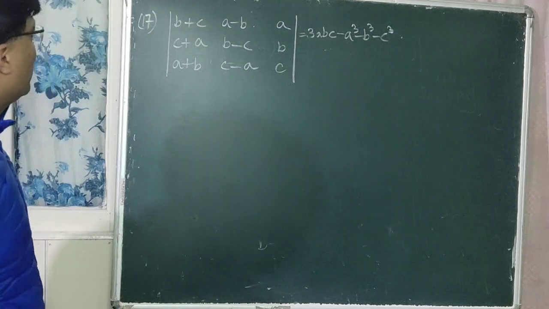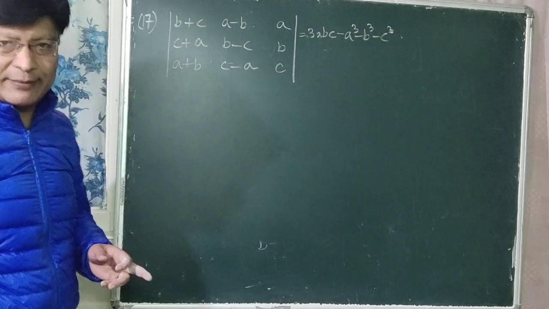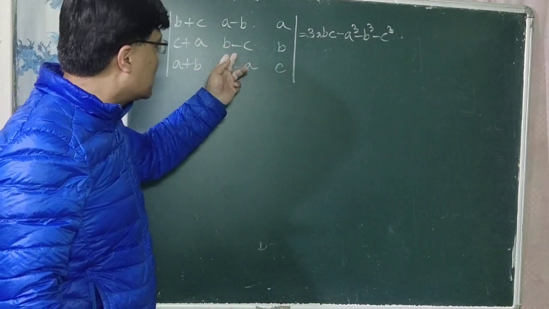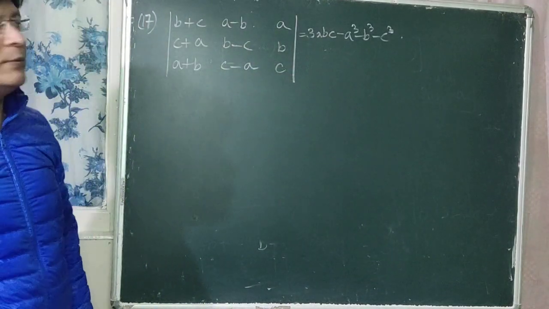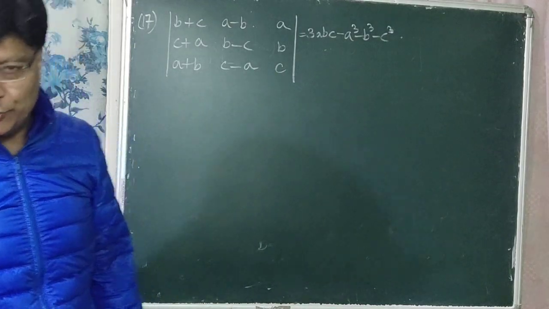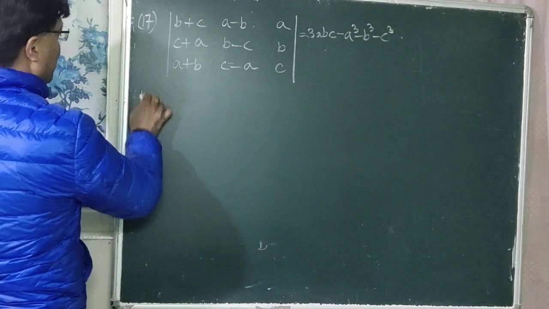So now we will prove question number 17. That is, this determinant is equal to the right hand side. What is there on the right hand side? It is 3abc minus a cube minus b cube minus c cube. Okay, so let us write down the left hand side.